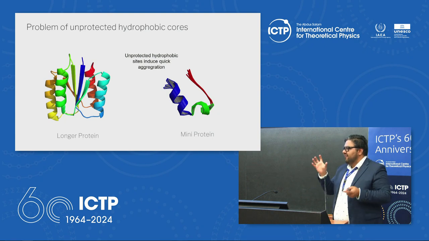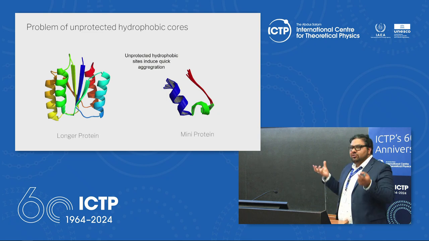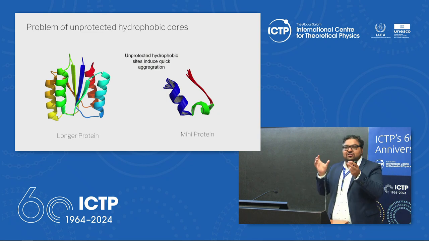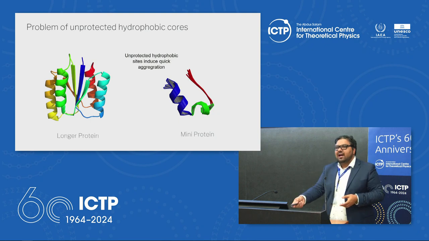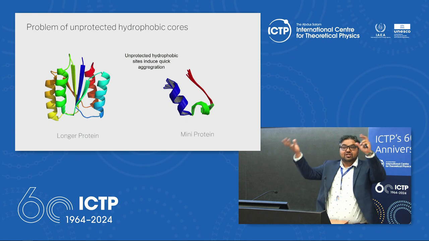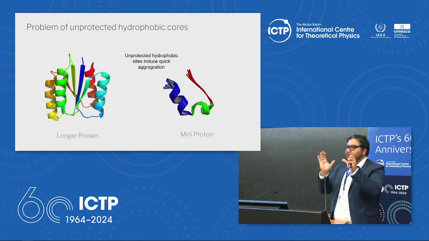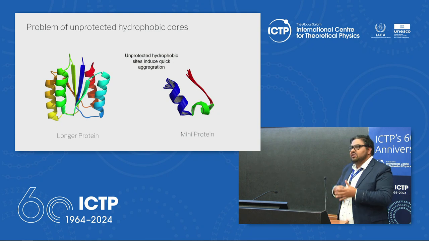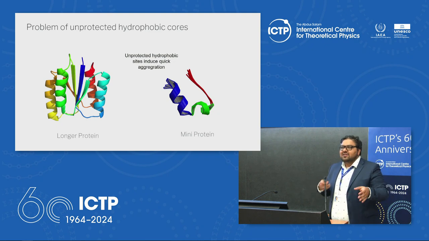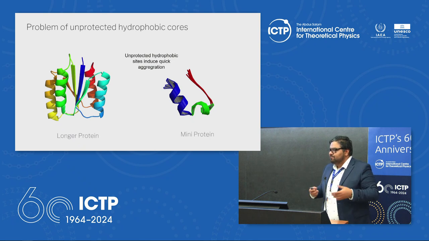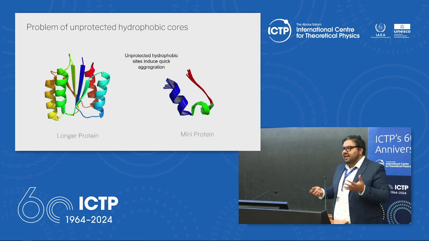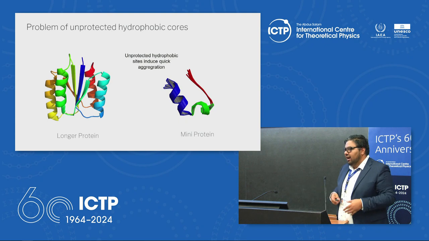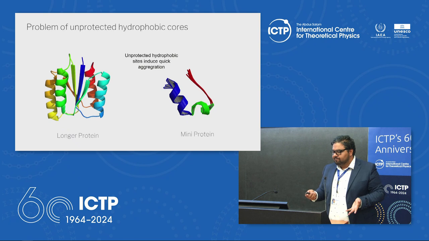So a lot of them have these hydrophobic amino acids that you just cannot protect because it's such a small protein. You can do that in a longer protein because they can just fold in a way that hydrophobic residues can hide. You just can't do that in a smaller protein, so they tend to aggregate very quickly. And it's very hard to even understand or study their function in vitro because they're just not soluble.